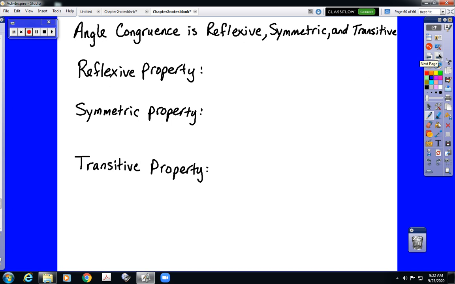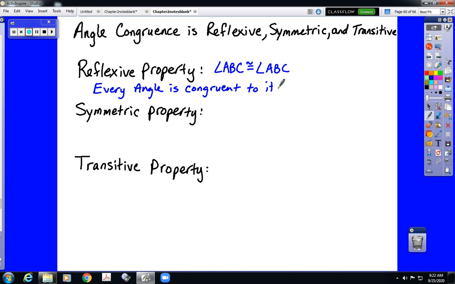In addition to the new theorems and postulates, angle congruence is reflexive, symmetric, and transitive, just like segment congruence was. So again, the reflexive property would say that an angle, such as ABC, is congruent to itself. Every angle is congruent to itself. That's what the reflexive property says. On the surface it doesn't seem very useful, but we will use it from time to time in proofs, especially in Chapter 4. I'm sorry, Chapter 4, not Chapter 3. We will use the reflexive property quite a bit in proofs this year, so we need to have it in place.